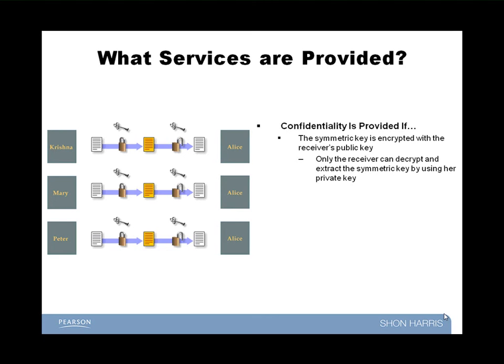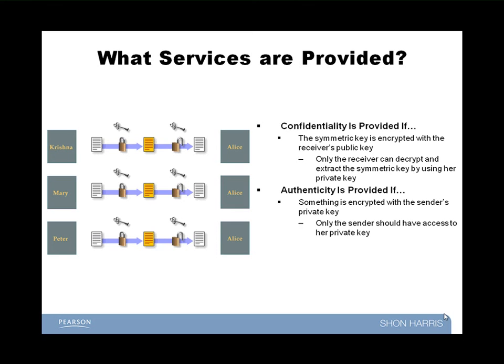Well, if I need to get something to you, let's say a symmetric key, if I need to get that to you securely, do I encrypt that with my private key? No, because anybody with my public key can decrypt and extract that symmetric key. I encrypt that with your public key because you're the only one who has the private key to decrypt it. So if we need confidentiality, we take the receiver's public key and encrypt it, and the receiver has the private key to decrypt and extract that symmetric key.